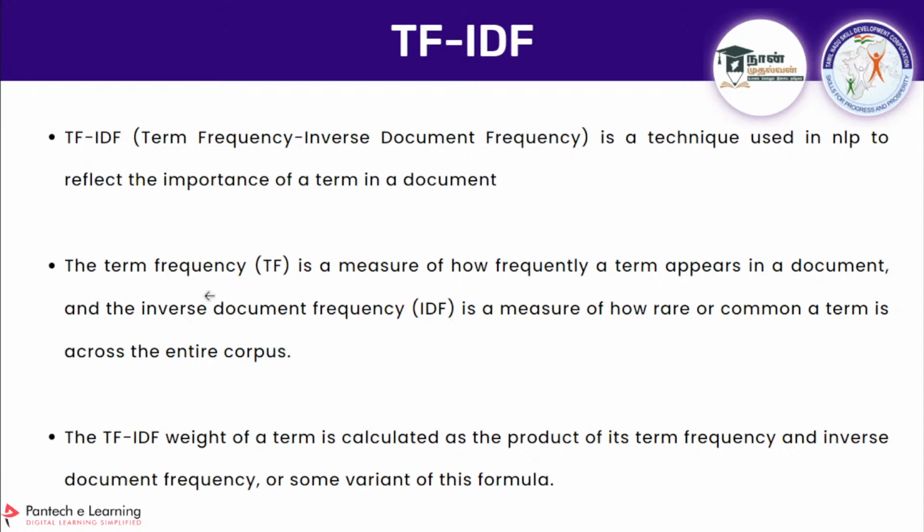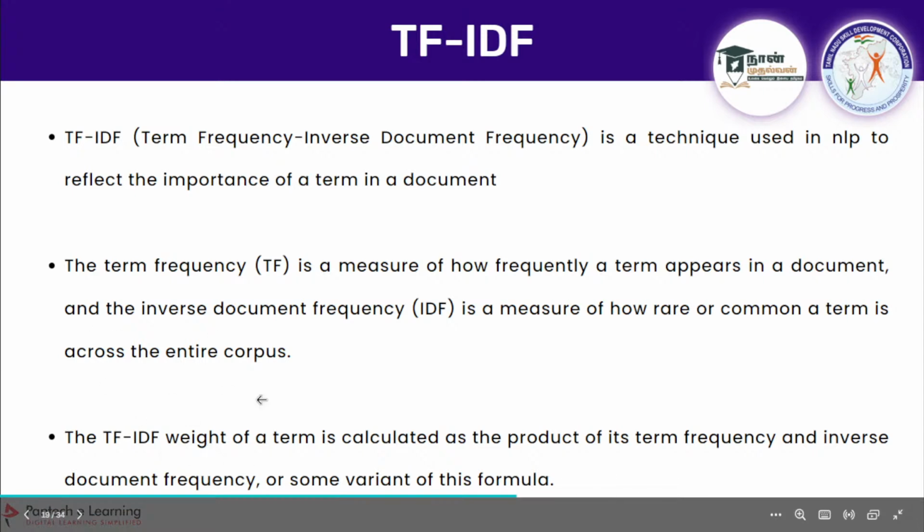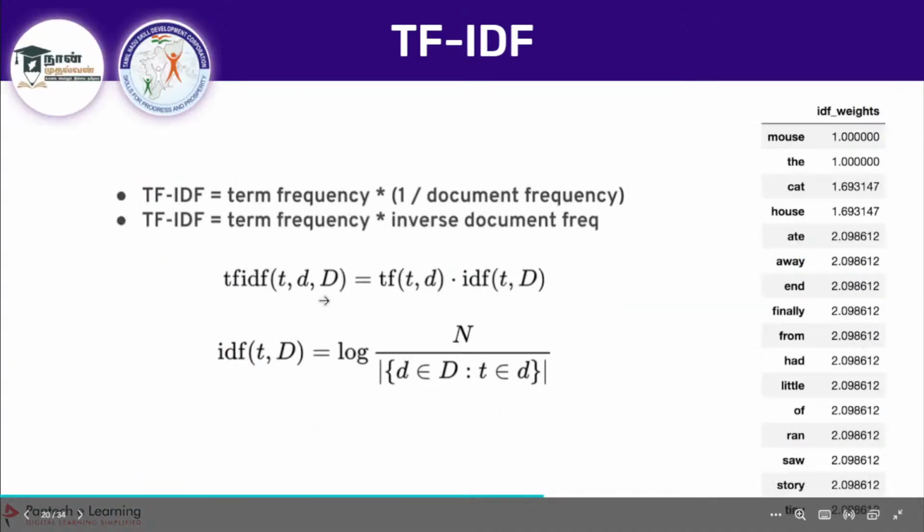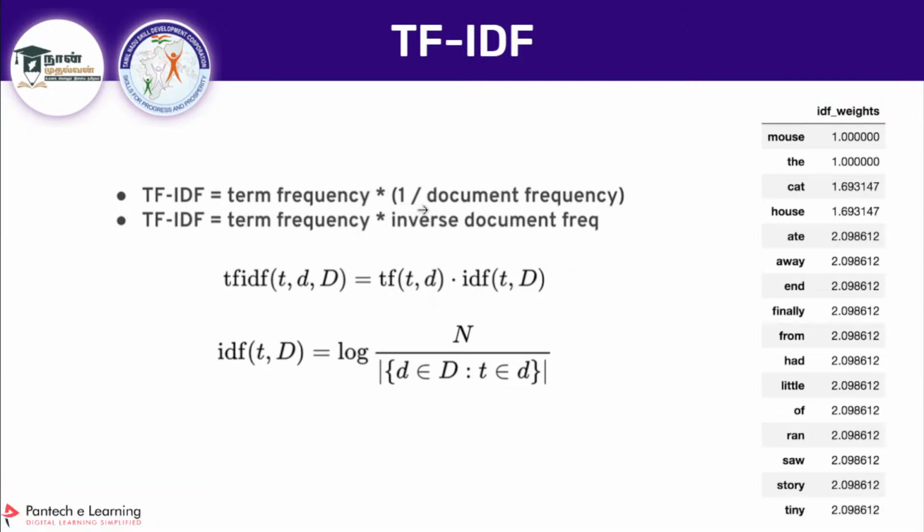The term frequency, TF, is a measure of how frequently a term appears in a document. And the inverse document frequency is a measure of how rare or common a term is across the entire corpus, or your data. The TF-IDF weight of a term is calculated as the product of its term frequency and inverse document frequency. So TF is a calculation, guys, IDF is a calculation. Finally you are just multiplying. So the formula will be like this, where you are doing the product of the term frequency and the inverse of document frequency. Okay, how much it is.